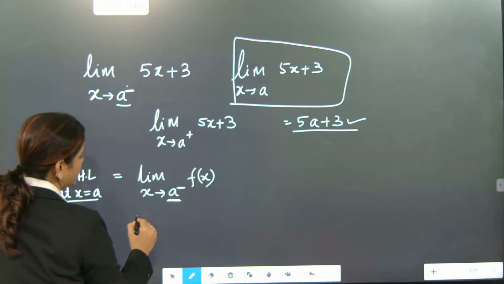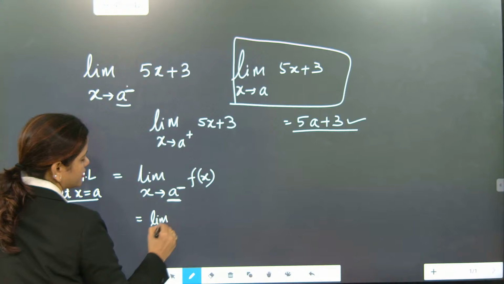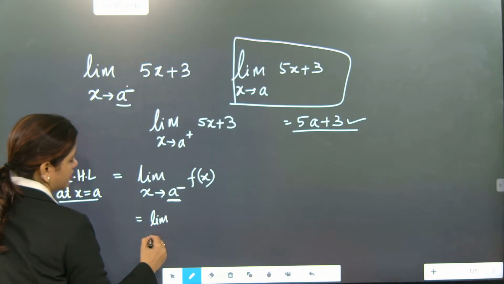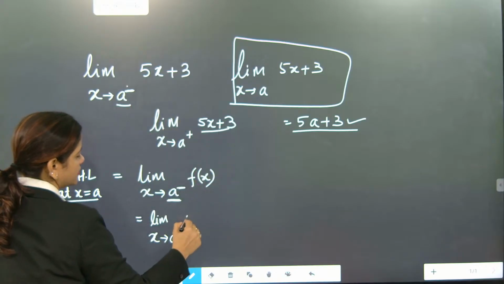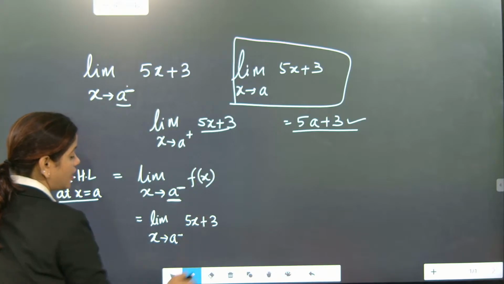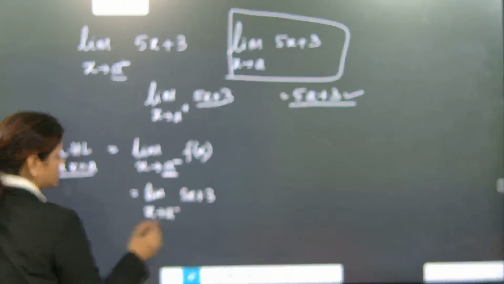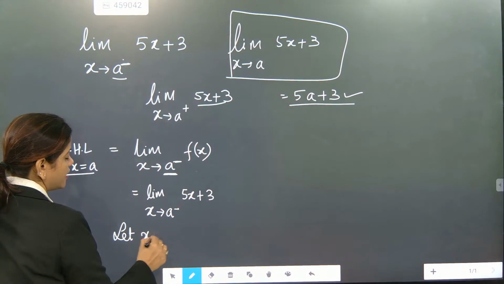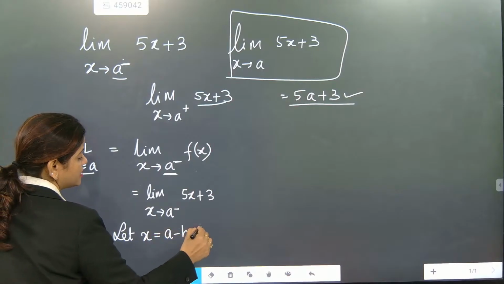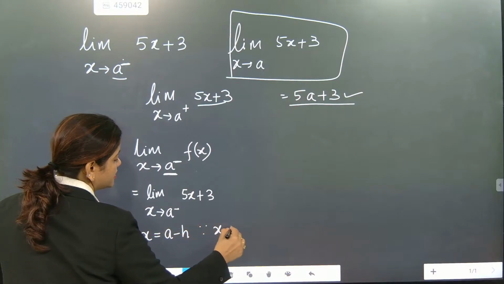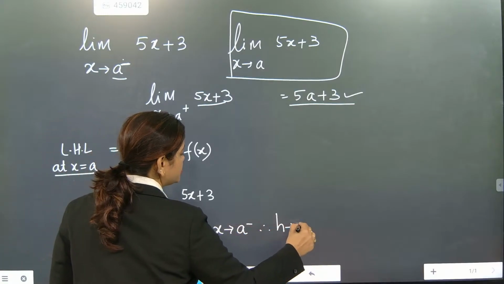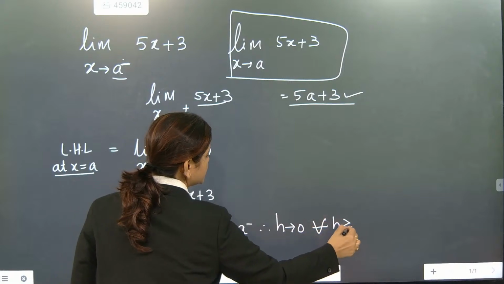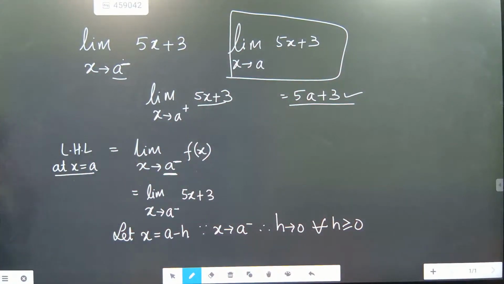Instead of this, now we are going to write limit x tends to a minus, our function is 5x plus 3. After this, what we are going to write? Let x be equal to a minus h. Since x tends to a minus, therefore h tends to 0 for all h greater than or equal to 0. After writing this, we are removing the entire part.